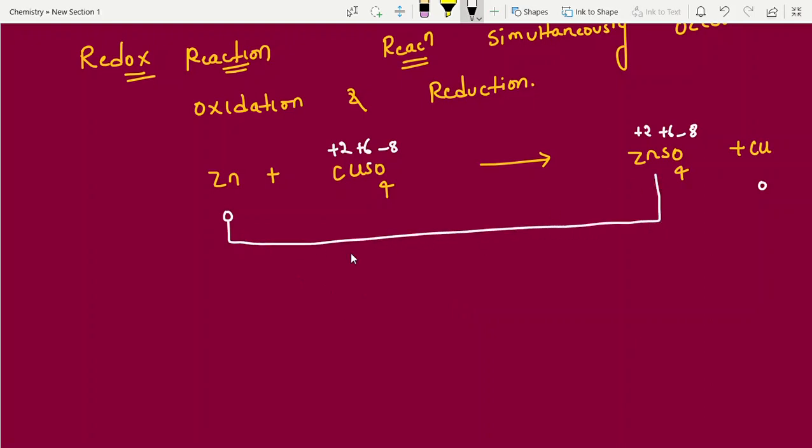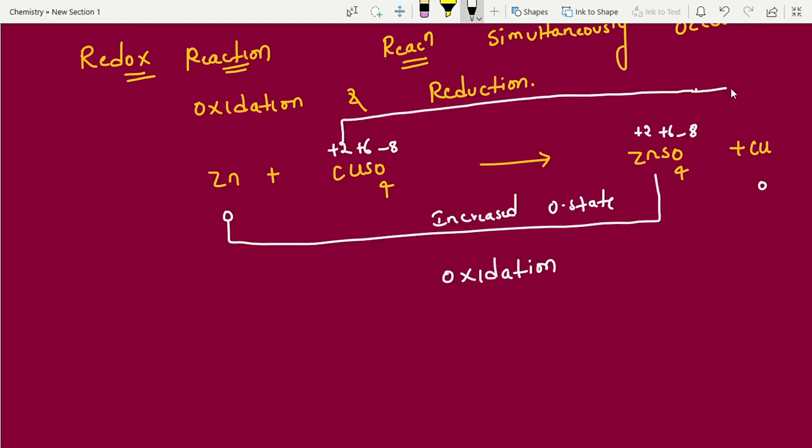0 to plus 2. Increased oxidation state. What do we call it? Yes, oxidation. Clear? Now go back to this one. Plus 2 to 0. What about this one? Reduction. Why? How can you say? Decreased oxidation state. Is it clear? That's it.